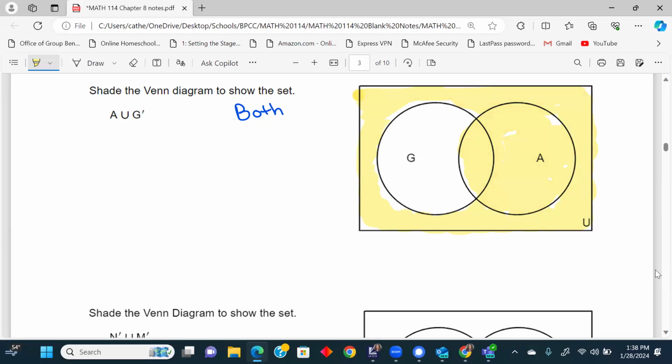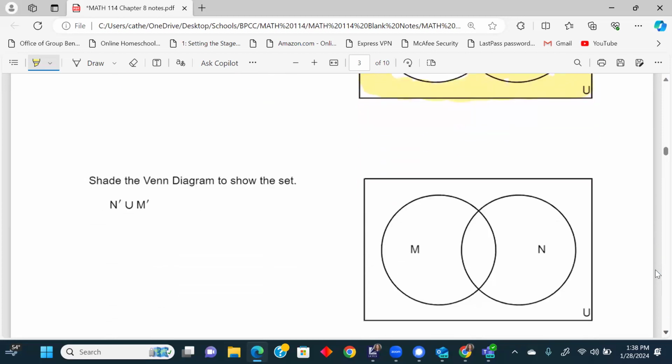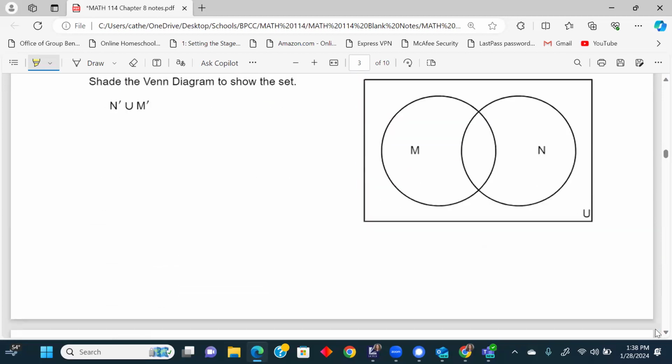All right. So again, with a union, you want both of the shaded areas. It's not just an overlap. It's everything that's been shaded. Okay. So union means both or all shading for shaded areas.